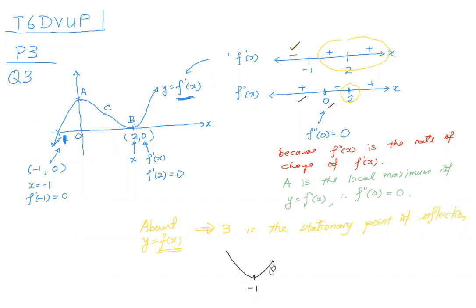So after that, continue to go up, but it's negative here. That means concave down until 2. Then continue to go up and concave up. So that is how you go. You get me?